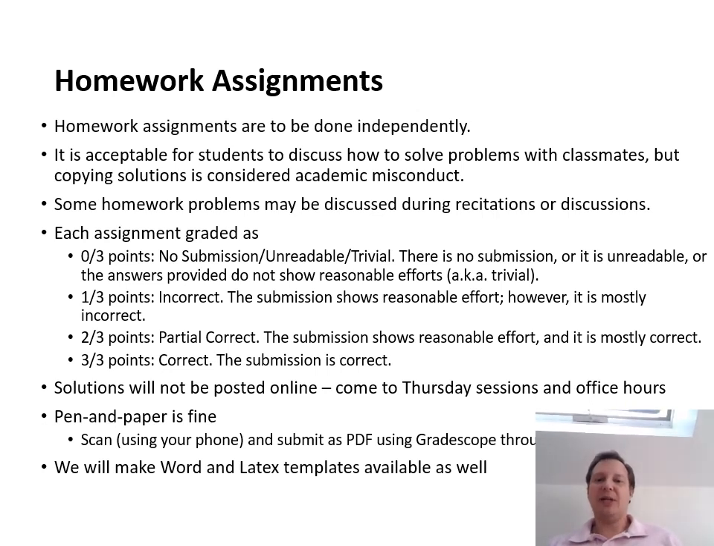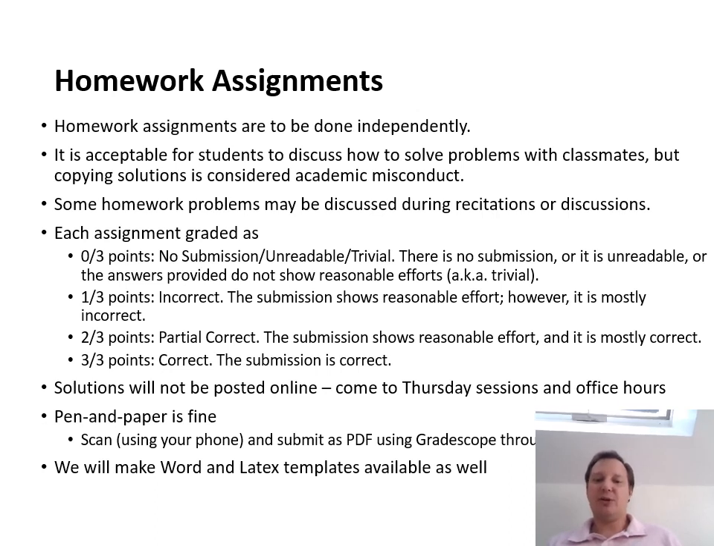Know that some homework problems we will actually discuss during recitations and discussions, so don't get confused by that. And it's totally fine to study the solution that we discussed, let's say, during recitations, and reuse it while you're solving the homework. We grade them fairly lightly, and so you can get either 0, 1, 2, or 3 points, depending on how correct your solution is, how much effort you put into it, how much of the homework you solved, and so on.